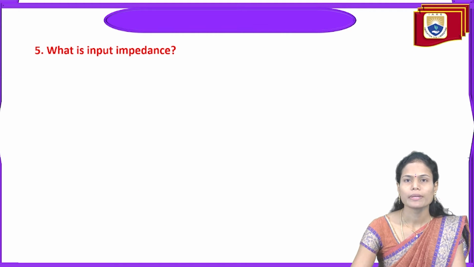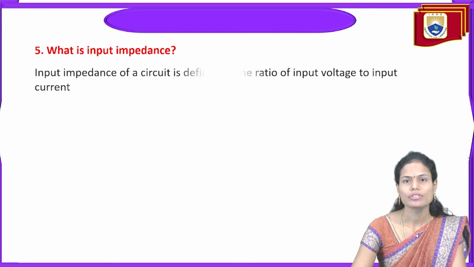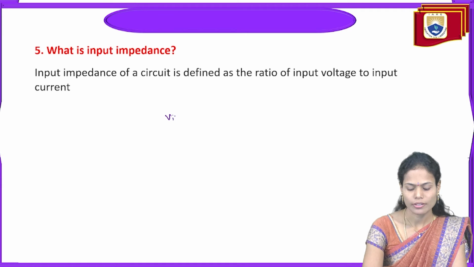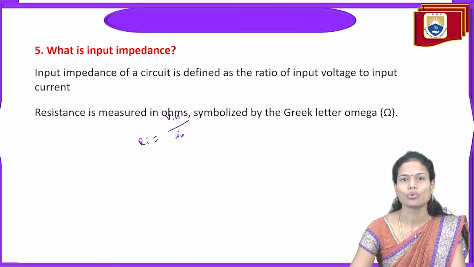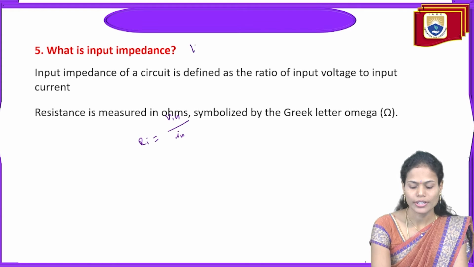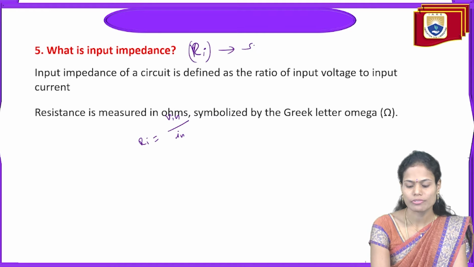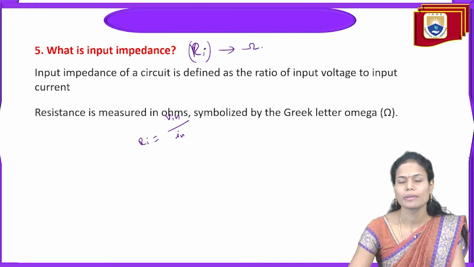Next one is what is meant by input impedance. So the input impedance of any circuit we can define as the ratio of input voltage to input current here. Okay, that is nothing but Vin by Iin. That is nothing but the input resistance. So generally this input resistance is measured in ohms and we indicate it with Ri, and the unit is ohms. So this may be available in kilo ohms or mega ohms.